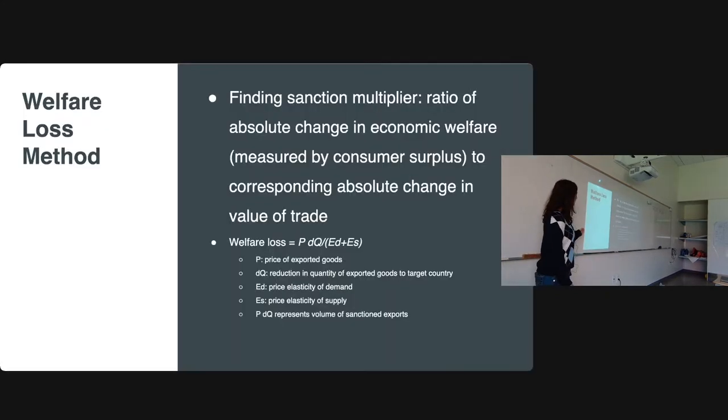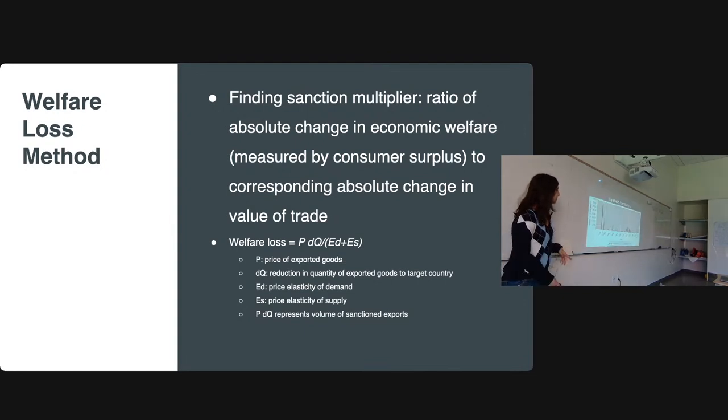So basically the study used something called the welfare loss method, which finds a number called the sanction multiplier, which is essentially the ratio of the absolute change in economic welfare, aka consumer surplus, to the corresponding absolute change in value of trade. There's a specific equation for this. If you're interested in the math, I can send you this presentation after as well.